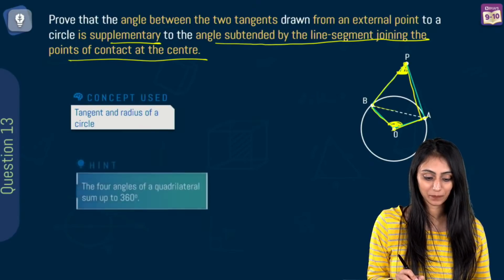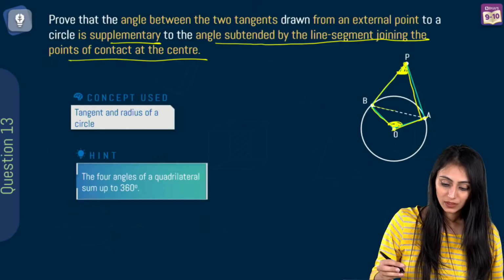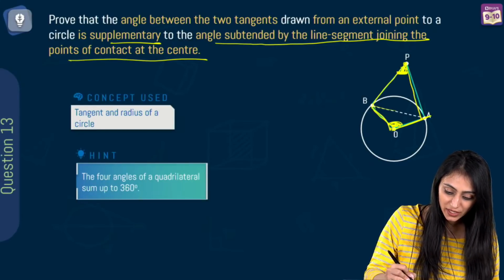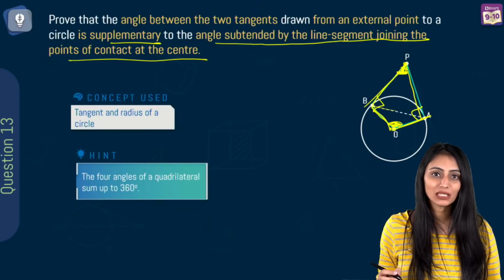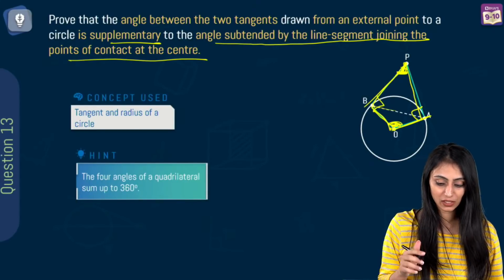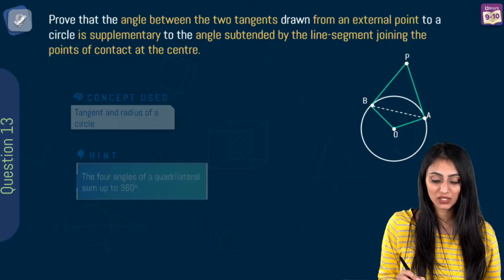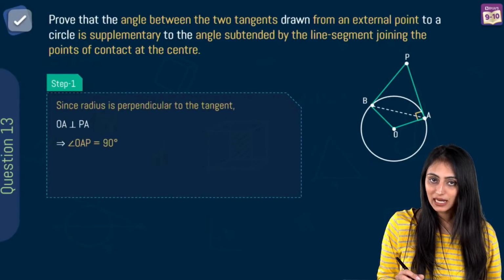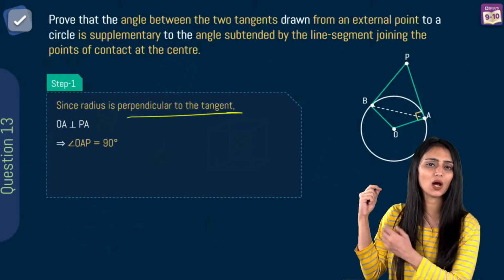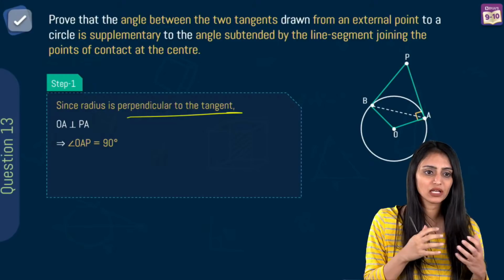That's supplementary. Now I know one thing. This is radius, this is radius, this is tangent. So these angles are going to be 90 degrees. It's a four-sided figure, so it's a quadrilateral. And we know that all the four angles of a quadrilateral, their sum is 360 degrees. Radius, tangent are perpendicular. You can see here how we have mentioned the steps. Each and everything has to be mentioned.